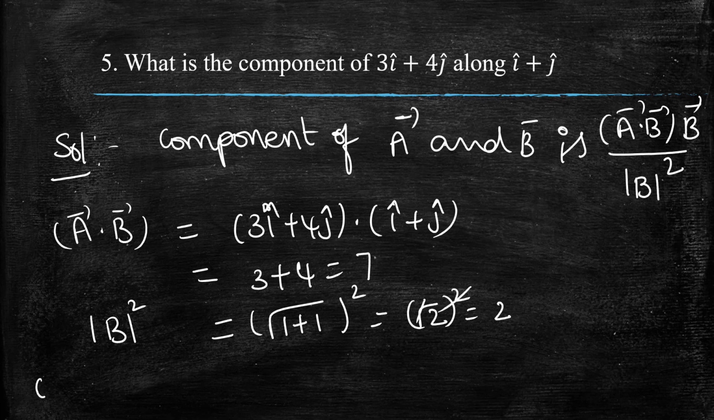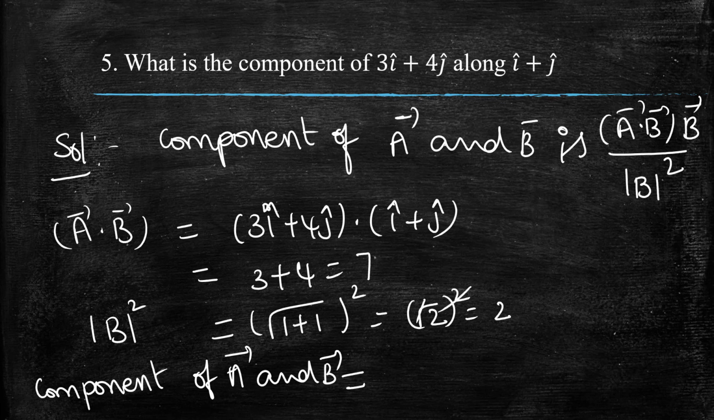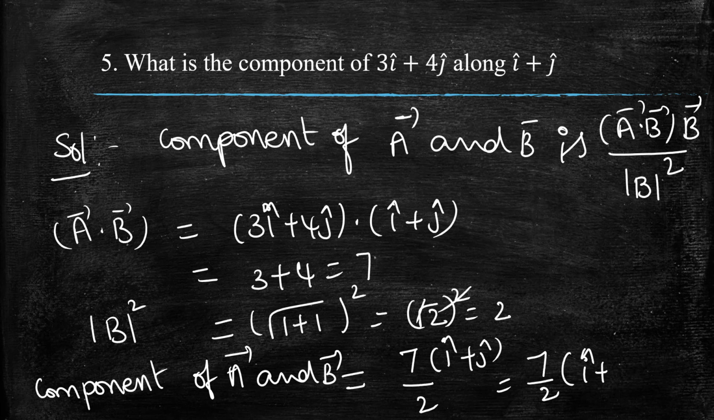Substituting in this formula, component of A bar along B bar is equal to 7, this is A bar dot B bar, and B bar, given i cap plus j cap, by the value of modulus of B bar whole square, that is 2. So 7 by 2 times i cap plus j cap. This is the final answer.